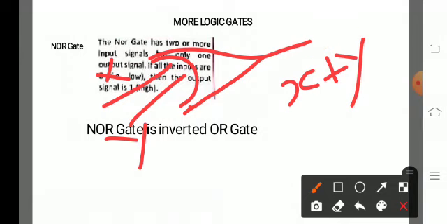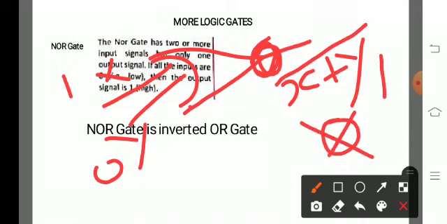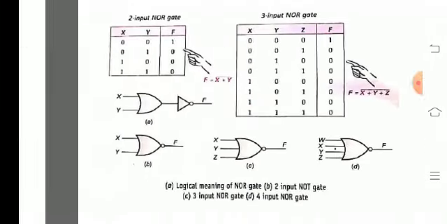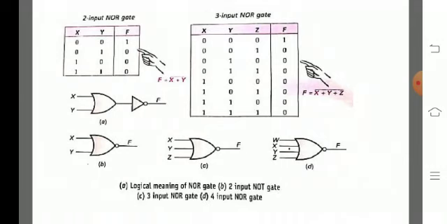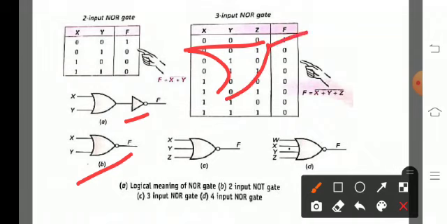Suppose X value is 1, Y value is 0. Here X plus Y, 1 plus 0, the answer is 0. But this is the OR gate. For the NOR gate, you will have one bubble here. Now the answer is not 0. The statement you have to write is bar. The answer is not 0, now it is 1. Opposite answer of the OR gate. So see here the symbol, the pictorial representation. You can write like this or like this, because this is the OR symbol.